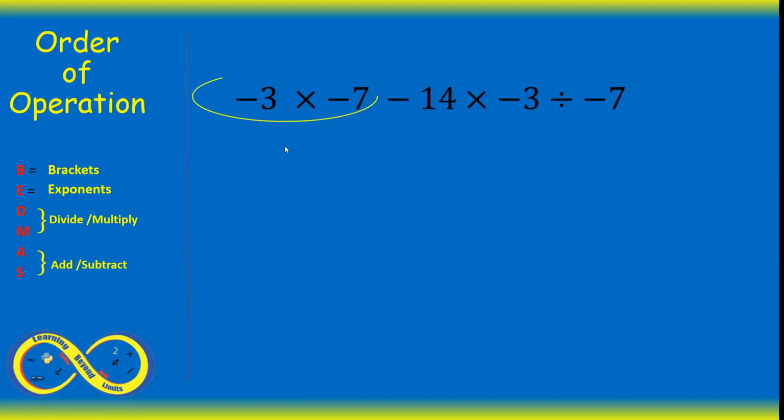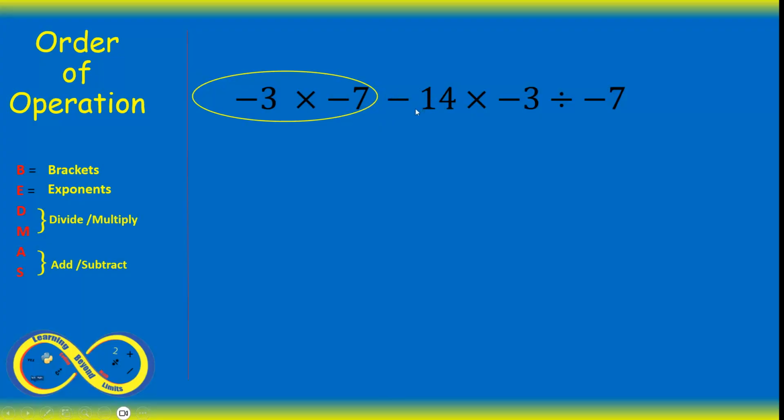So around our -3 times -7, we put a circle. Notice this is a negative, not an operation. The operation here is multiplication. And we put the circle and stop when we see a subtraction or an addition operation taking place. Hence, the circle stops right here because there's a subtraction between the -7 and the 14.